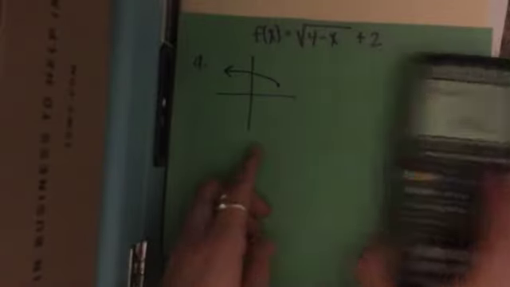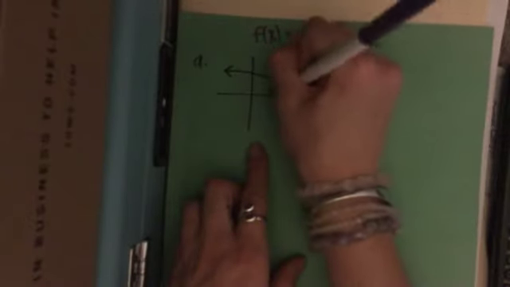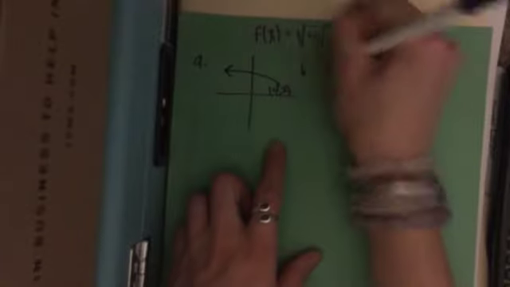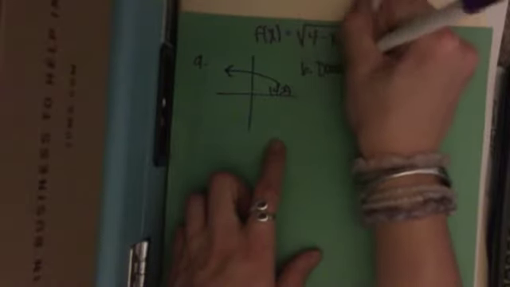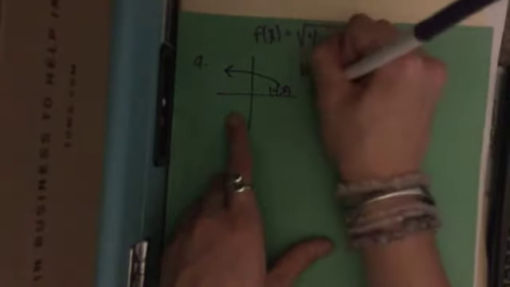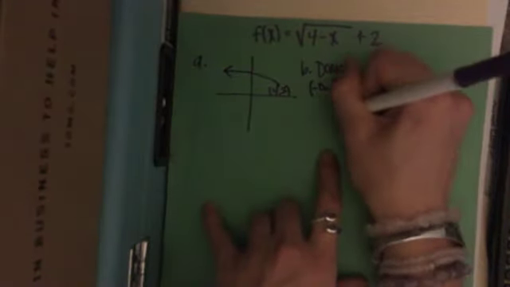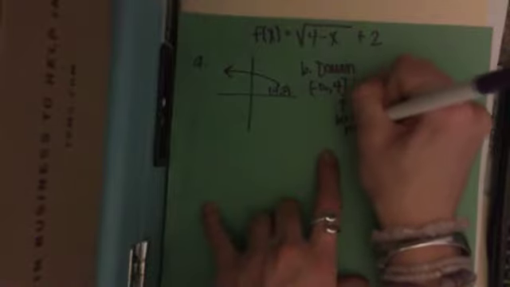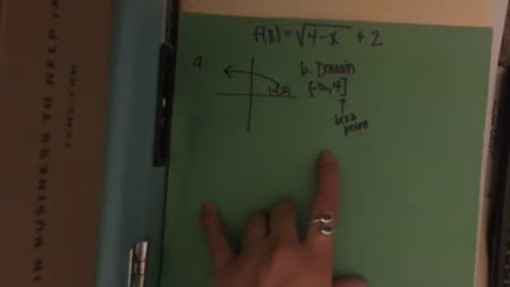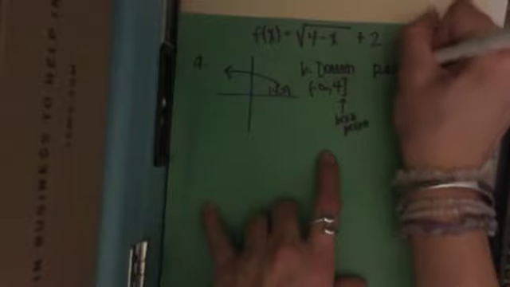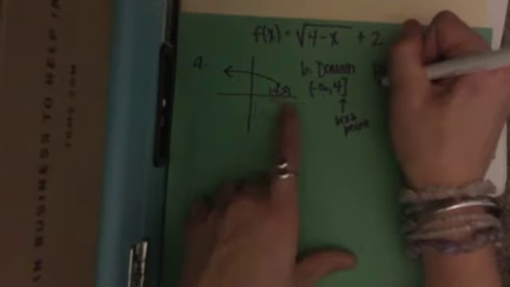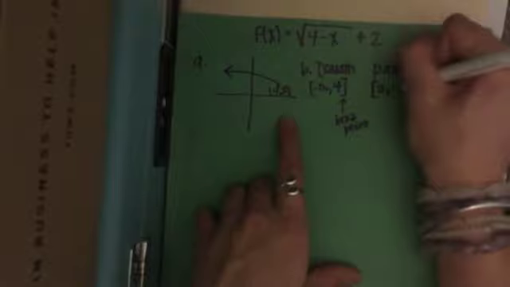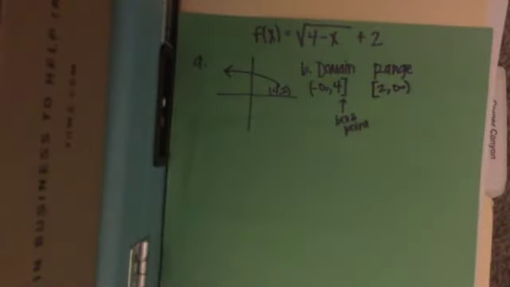Now, domain and range, let's label this point. So this will be 4, 2. Now, my domain here, that's x values. So that's going to be negative infinity to 4. And it's a bracket at 4 because it is included, because there is a point. Okay, range, bottom to top. So the smallest value this ever is 2, and then it goes up to infinity.